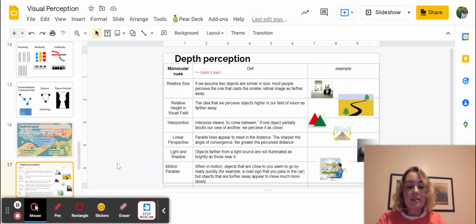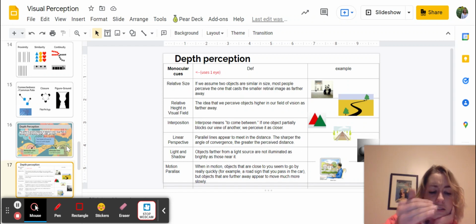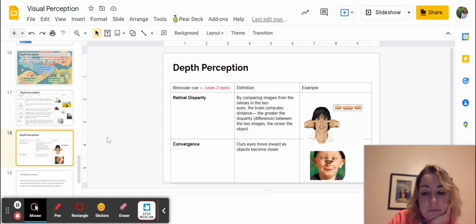And then motion parallax, this is for movement. Think about when you're on a road trip or in a train or car. When you're in motion, objects that are close to you seem to go by really fast, but objects that are further away appear to move more slowly. As you're looking out the window, the signs on the side of the road go by super fast, but a farm in the distance or the mountains look like they're moving by really slowly because they're further away. So again, that's allowing us to gauge distance and depth and how far away we are from something.